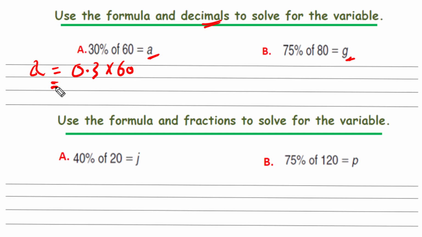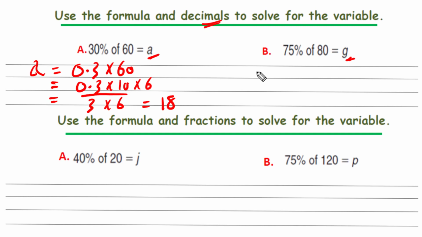To make it easier, get rid of the decimal point. We can write 60 as 10 times 6. We can write it as 0.3 times 10 times 6. Use associative property. 0.3 times 10 is equal to 3. Times 6 equals 18 in the simplest form.